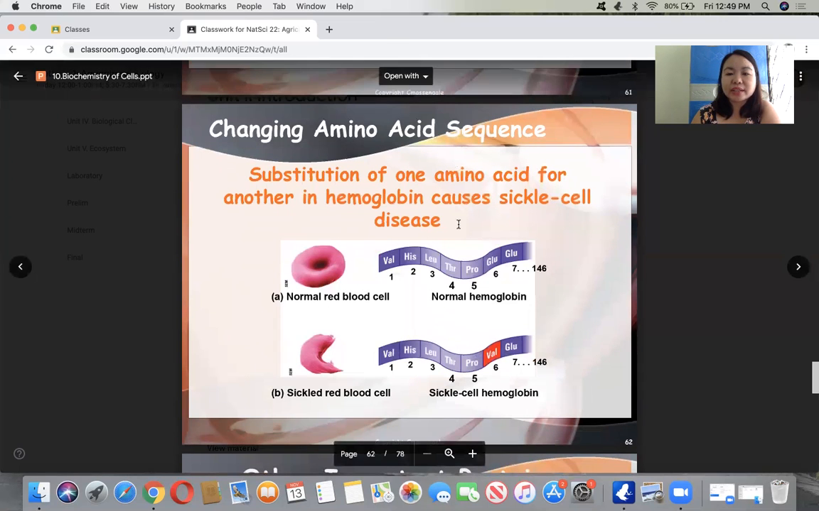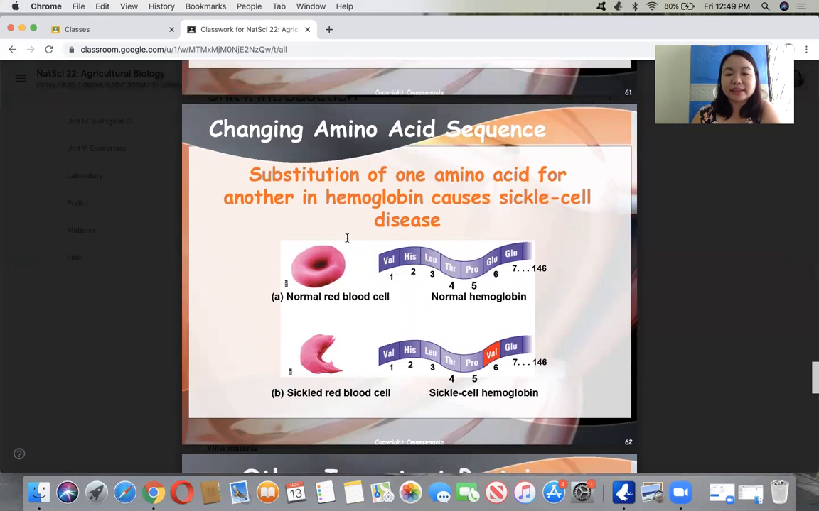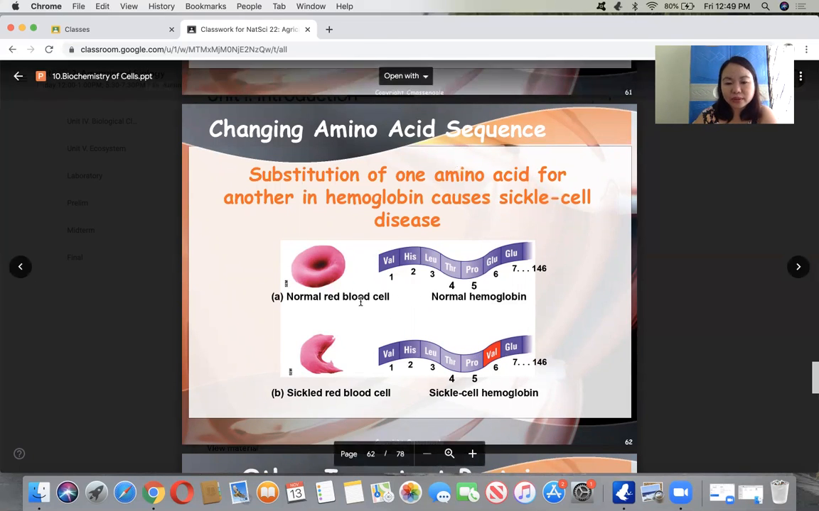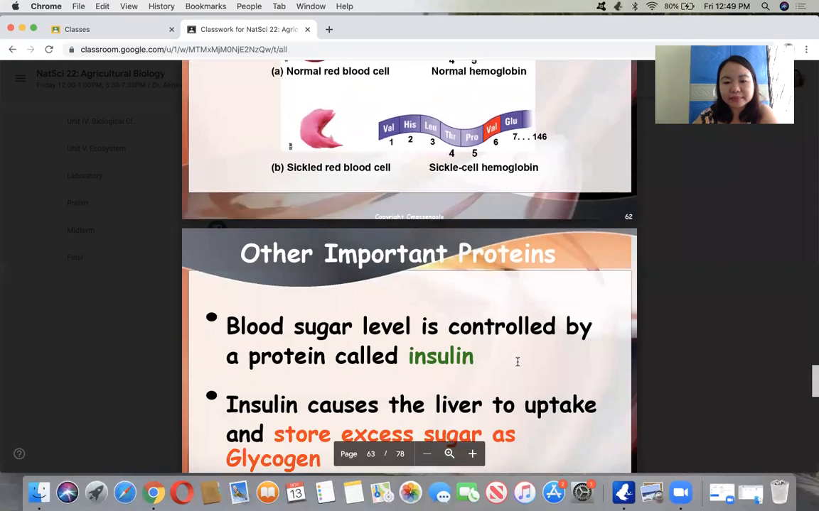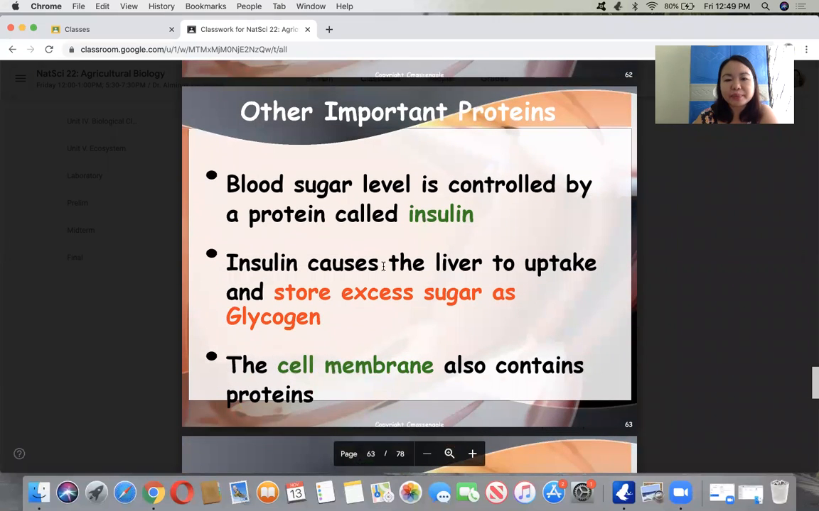the disease occurs actually because of the amino acid substituted in hemoglobin. So this is the normal red blood cell with the normal hemoglobin, but as the sickle red blood cell occurs, the sickle hemoglobin is substituted. So other important proteins also include insulin: the blood sugar level is controlled with a protein called insulin.